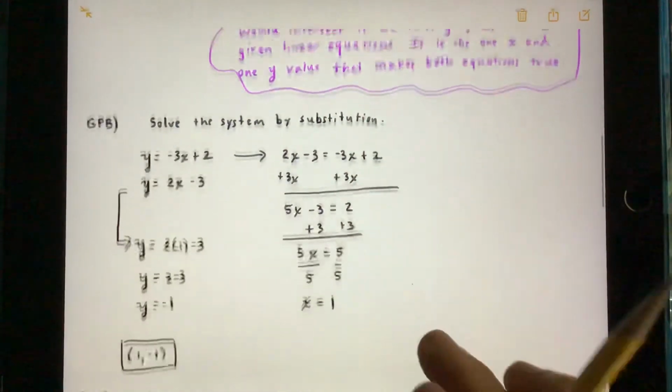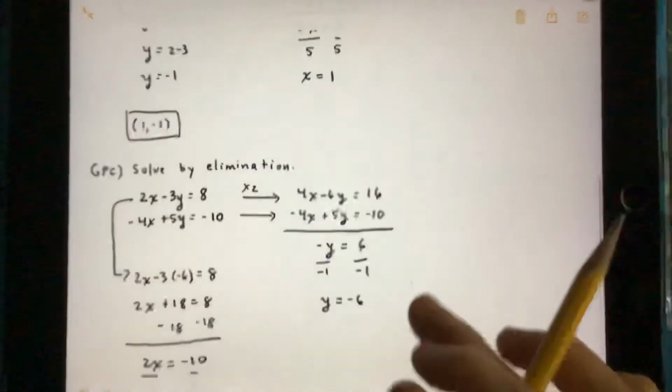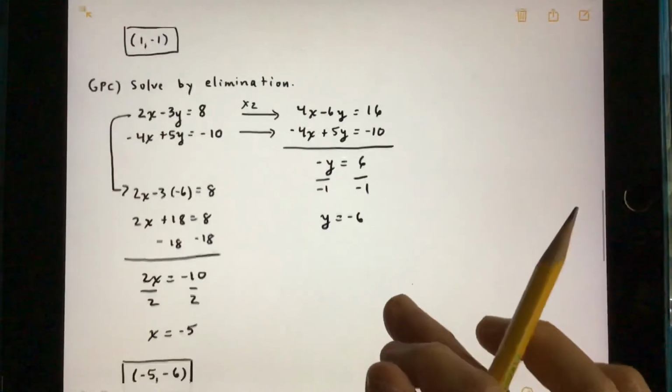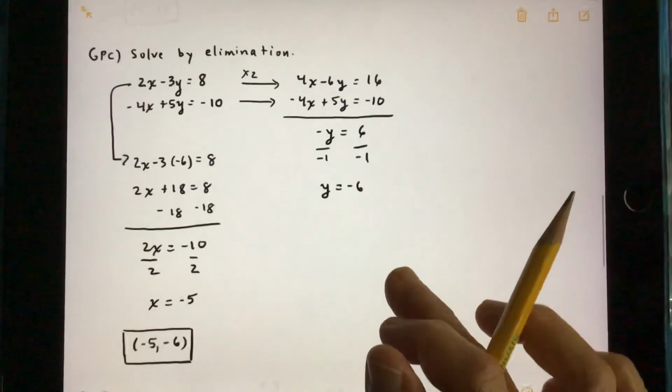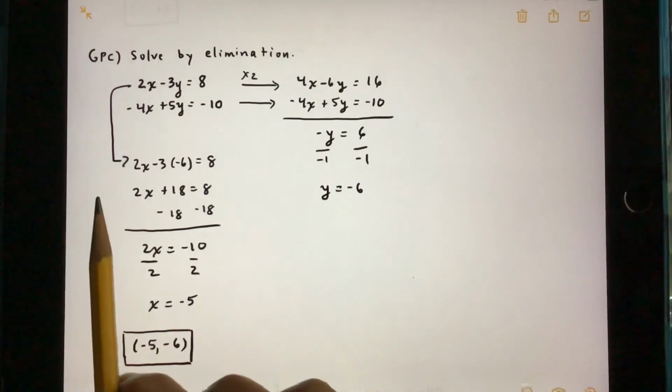In the event that either one or both of the equations are solved for a variable, substitution's a really good choice. But if you're not solved for a variable, you might want to consider elimination. And here's how this works. We're going to want to add the 2 equations together, because when we add the 2 equations together, we will get another equation that is true.